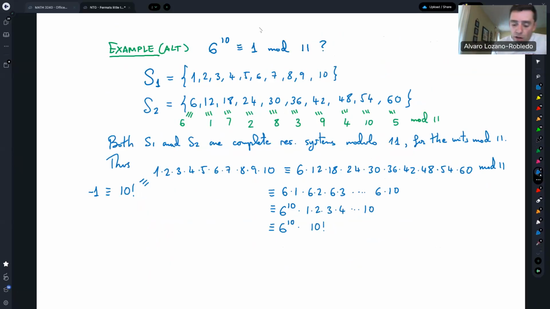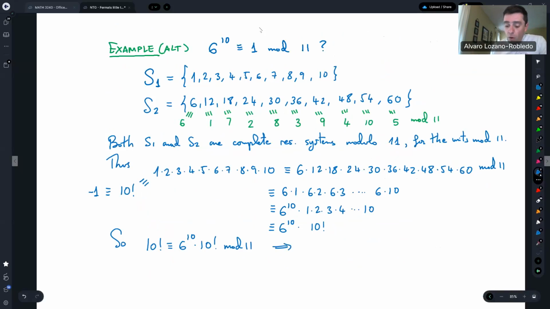It's 10 factorial. So what I got is that 10 factorial is congruent to 6 to the 10 times 10 factorial modulo 11. And in fact, 10 factorial is a product of units, so it is a unit, so it's invertible, so I can actually cancel it out on both sides. So either because you know Wilson's theorem or otherwise, I can cancel 10 factorial on both sides, okay? And what that gives me is that 1 is 6 to the 10 modulo 11, which is what I wanted to prove, okay?